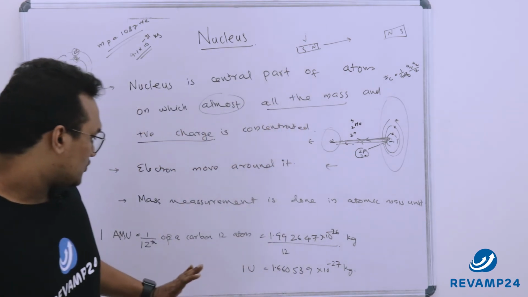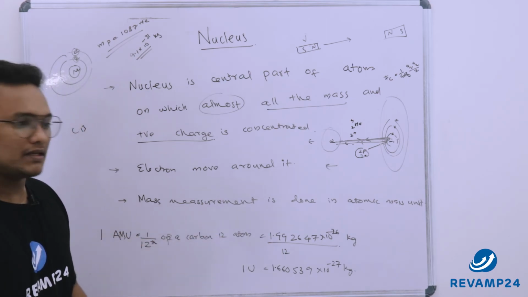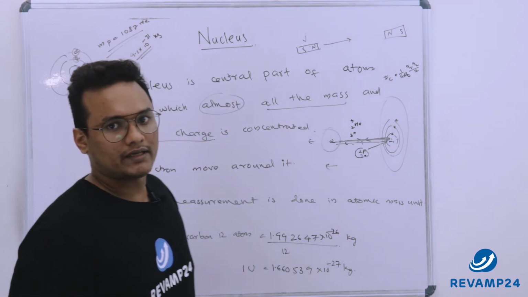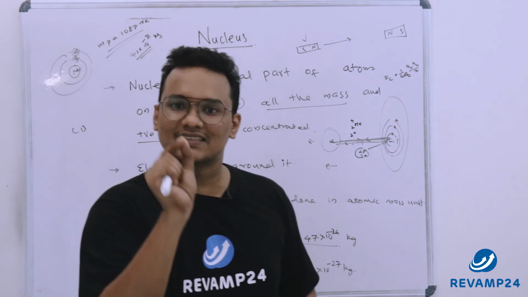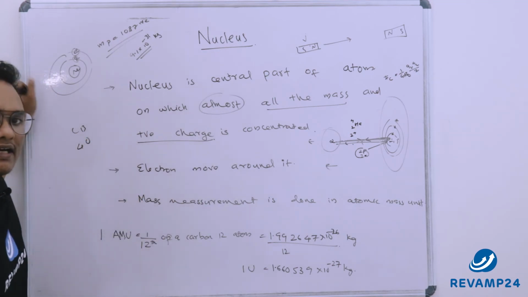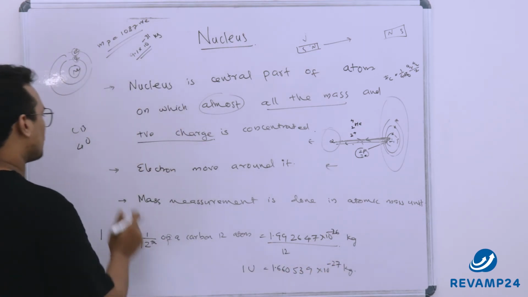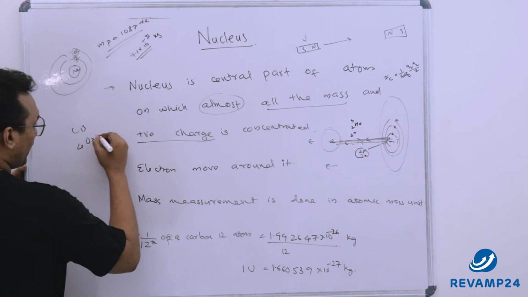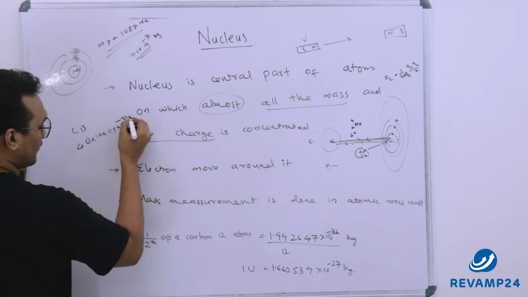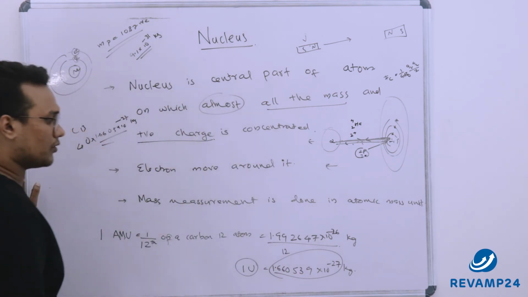Now if I say 2 carbon 12 atoms, it has a mass of 2 AMU, 2 U. If 3 carbon 12 atoms, it is 3 U. If 4 carbon 12 atoms, the mass is 4 U. Now if you want to get the mass in kilograms, what you have to do? Multiply this by 1.6605 into 10 power minus 27 kilogram. So 1 U is equal to this many kilograms. This is a very, very important thing.